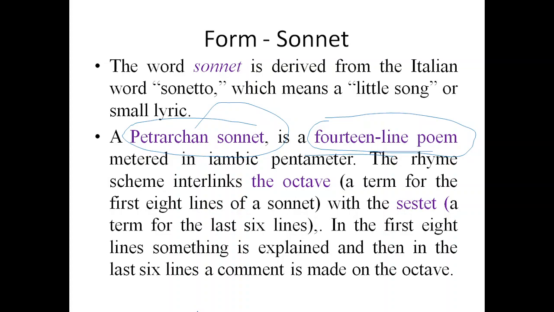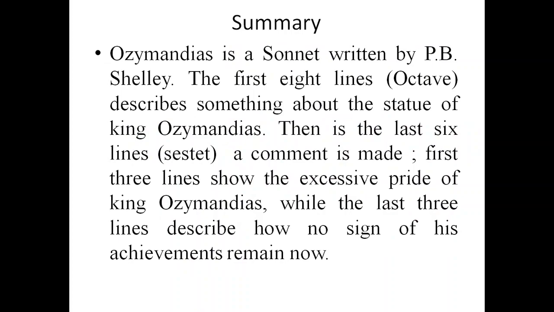It is a sonnet written by P.B. Shelley. Sonnet, I already told you: the first 8 lines are the octave and the last 6 lines are the sestet. The first 8 lines show the excessive pride of this king, his arrogance, his cruelty, his hatred. And the last 6 lines explain how there is no sign of his achievements now. Through this poem the poet wants to bring out the uselessness of pride.